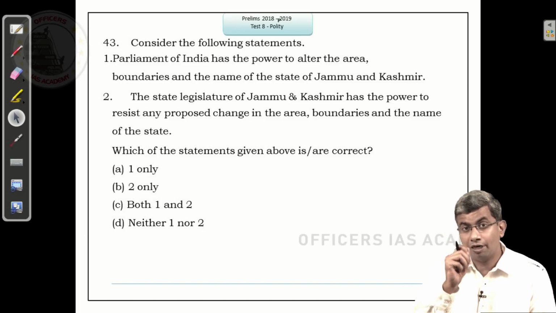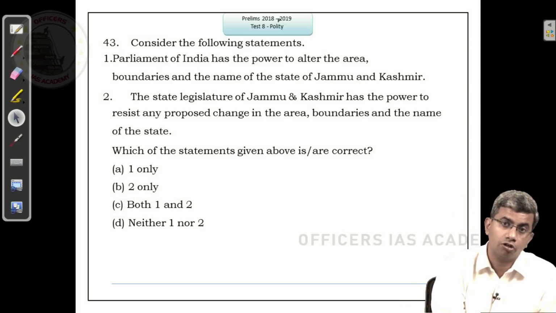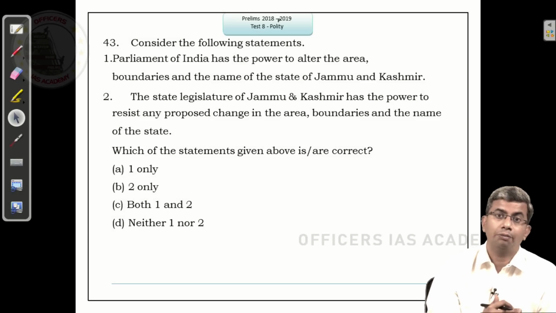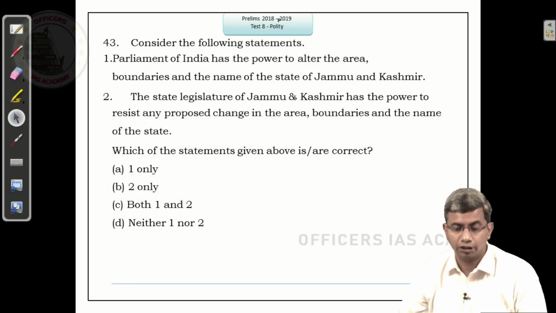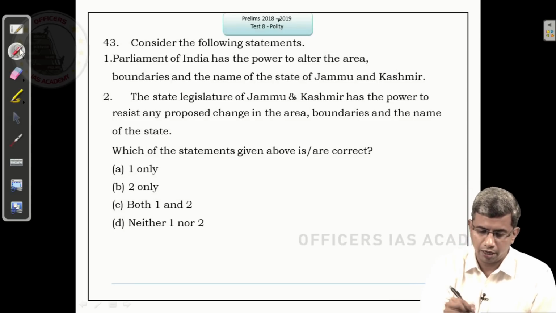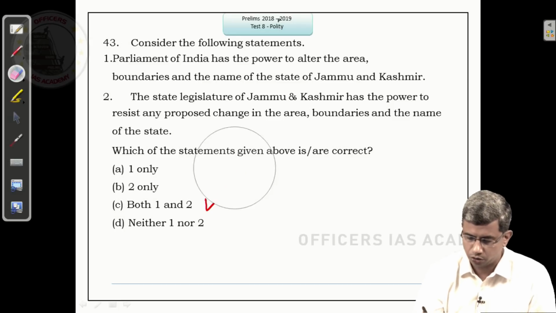But the same cannot happen in Jammu and Kashmir because under the Jammu and Kashmir constitution, it is subject to the acceptance of the Legislative Assembly of the state of Jammu and Kashmir. So both the statements are correct. So the correct answer is both 1 and 2.